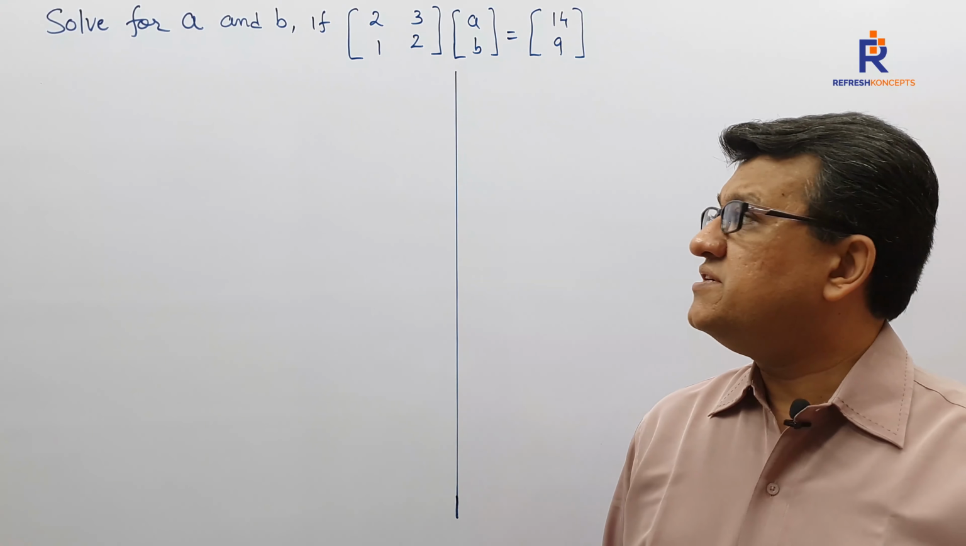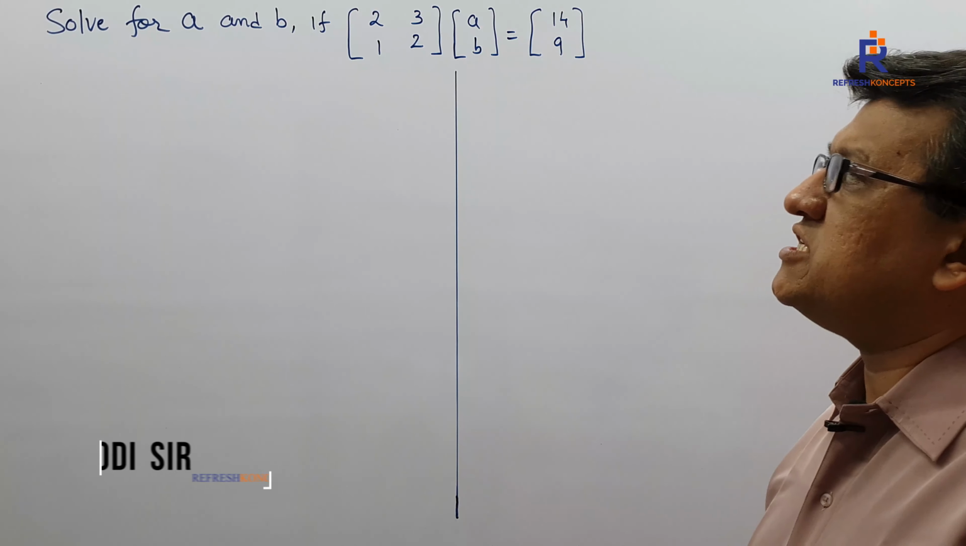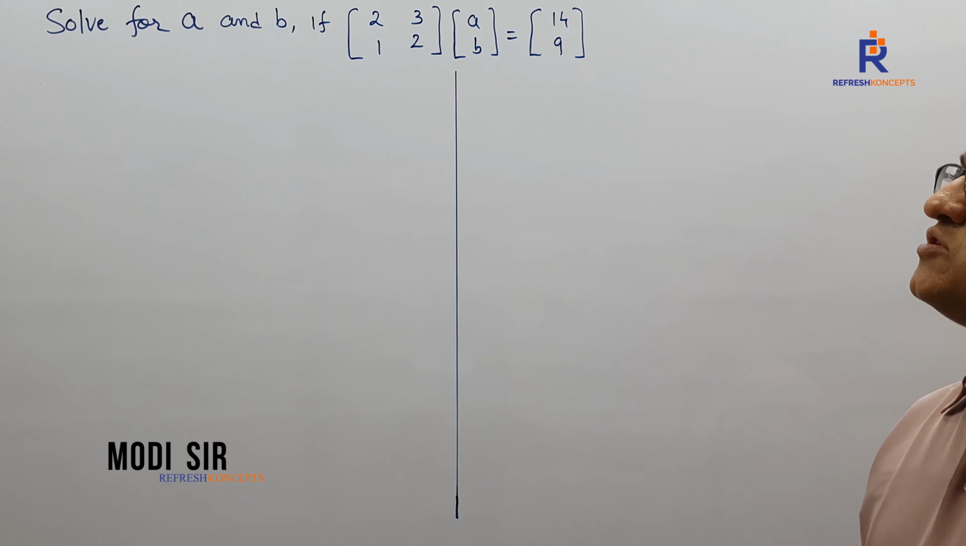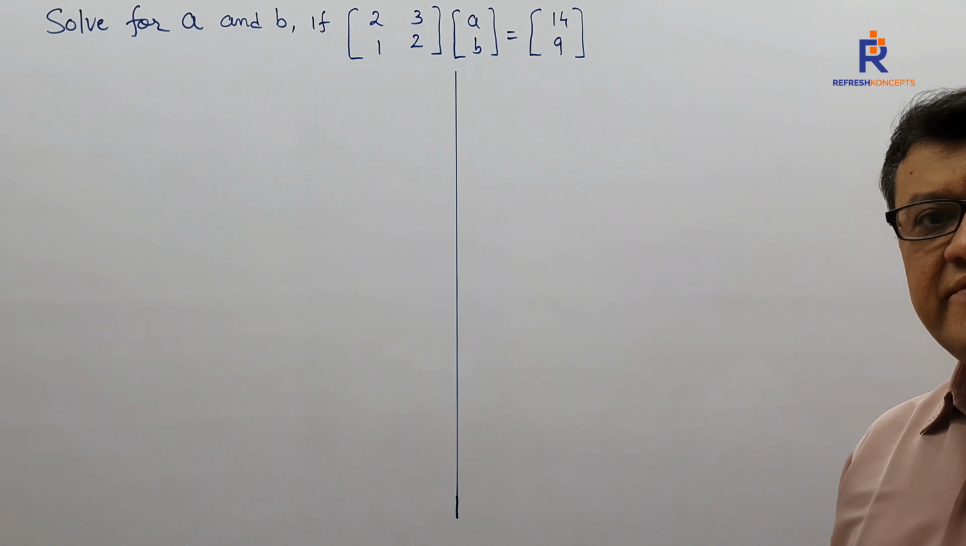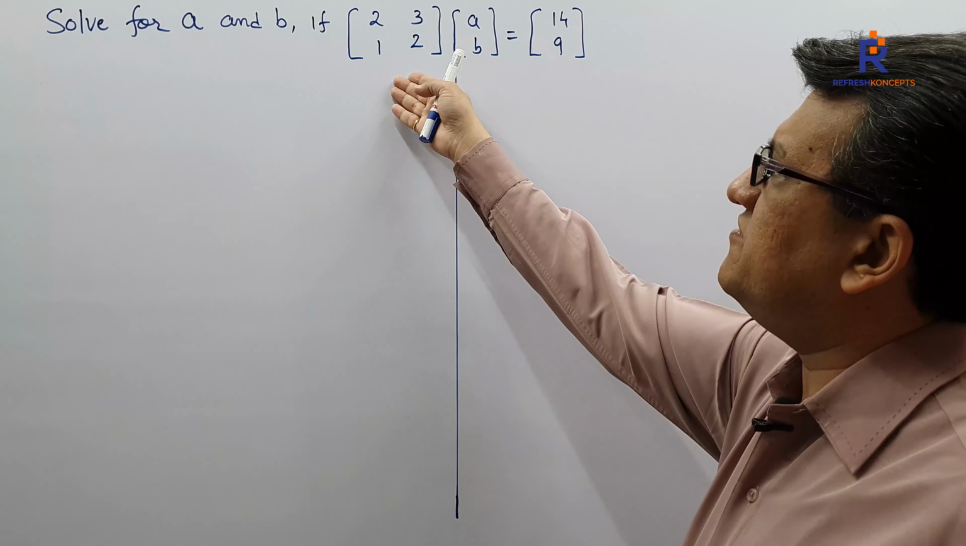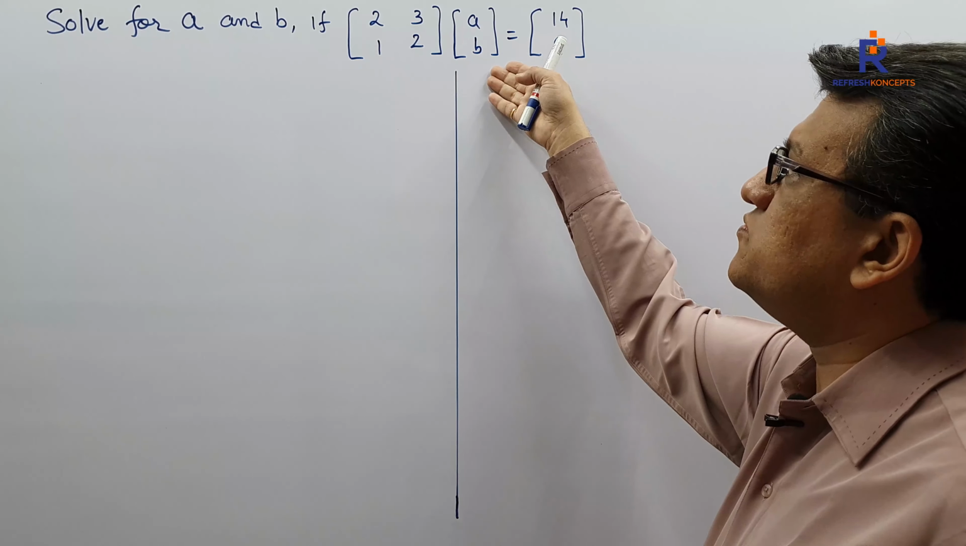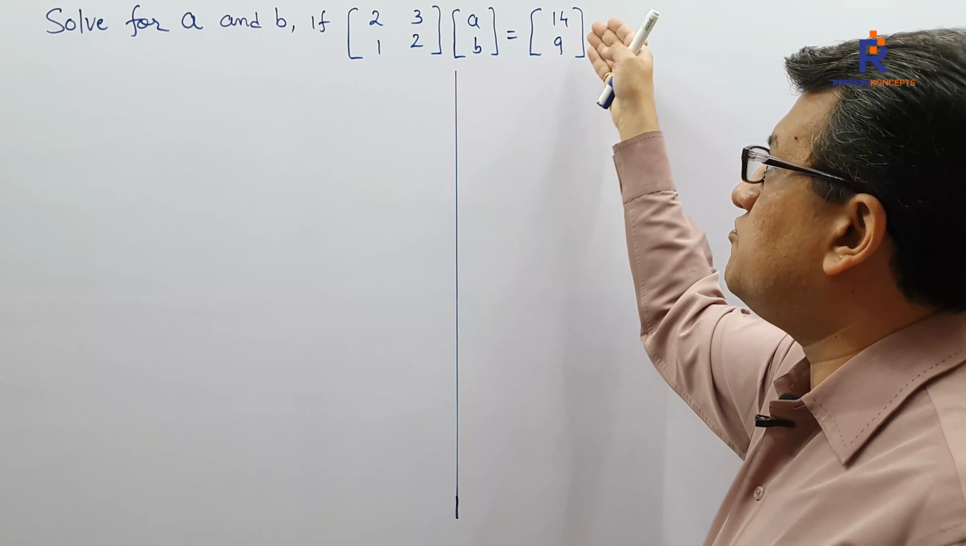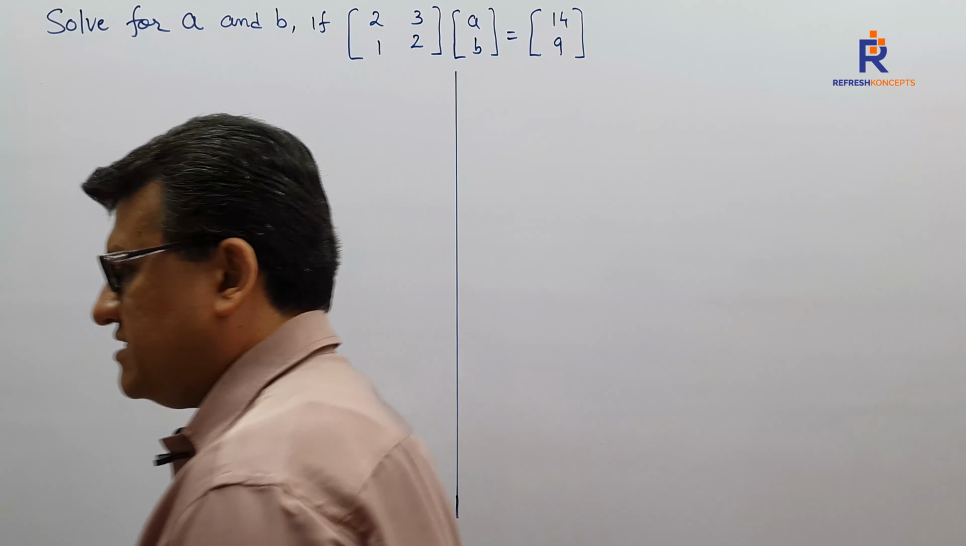Let's proceed, children, further with the next category of sum. What is this one trying to say? Solve for A and B. That means we need to find the value of A and B. If matrix A, one matrix is given to us, multiplied by the other matrix which has elements A and B, is equal to 14, 9.